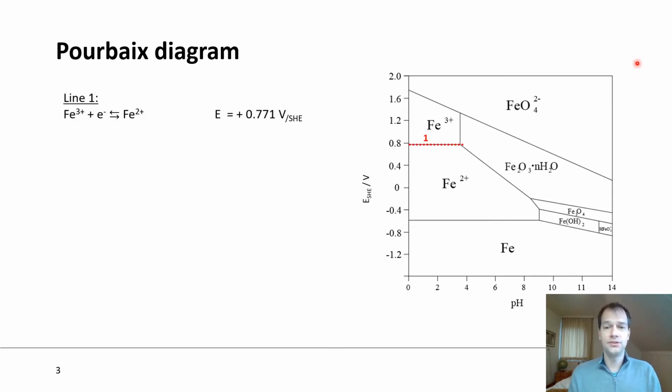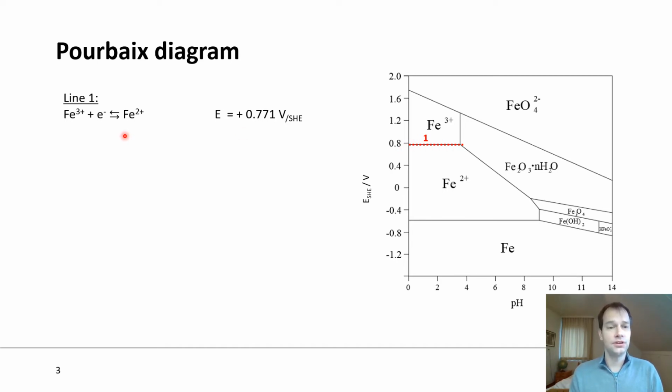Now let's have a look at one of the lines. For example, here we have line 1, which is the transition between iron 2 plus and iron 3 plus. Now, if we look at the standard electrode potential for that reaction, we can look up in the Handbook of Chemistry and Physics that it's plus 0.771 volts versus the standard hydrogen electrode potential. And indeed, here you see this line.